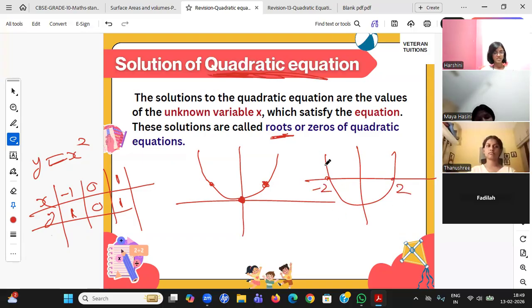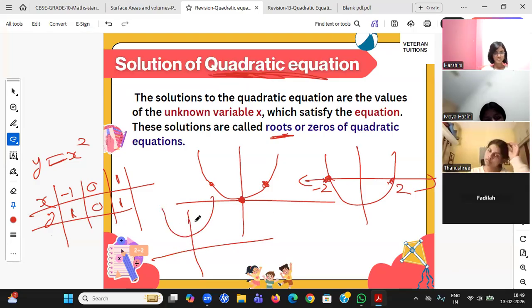Yes, this parabola is cutting the x-axis at minus 2 and plus 2. These are the roots. Do we have roots for this parabola? No. This parabola is not at all touching the x-axis. This parabola doesn't have any root. Okay. This is the internal meaning, student. So by looking at the graph, anybody can say what the roots are.